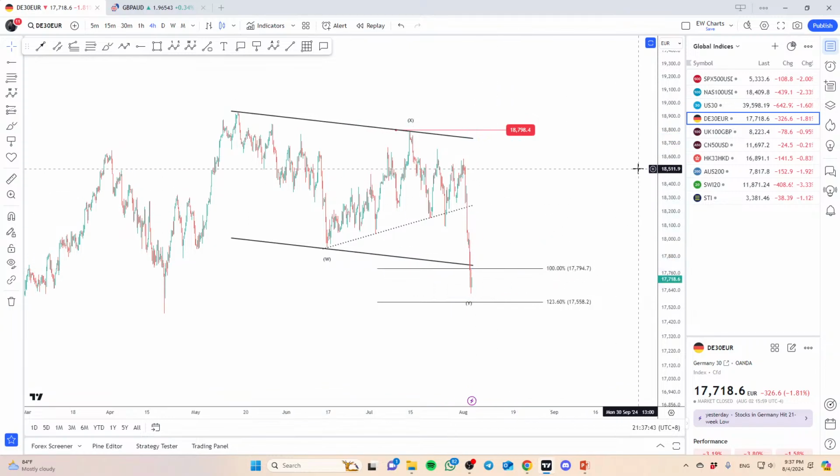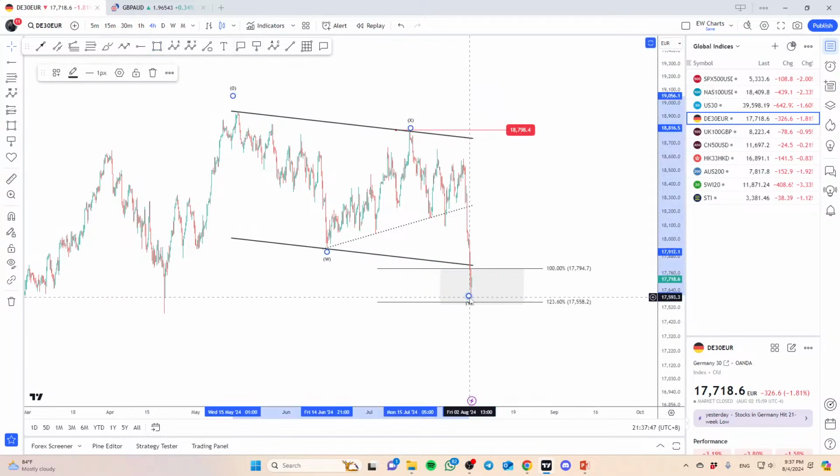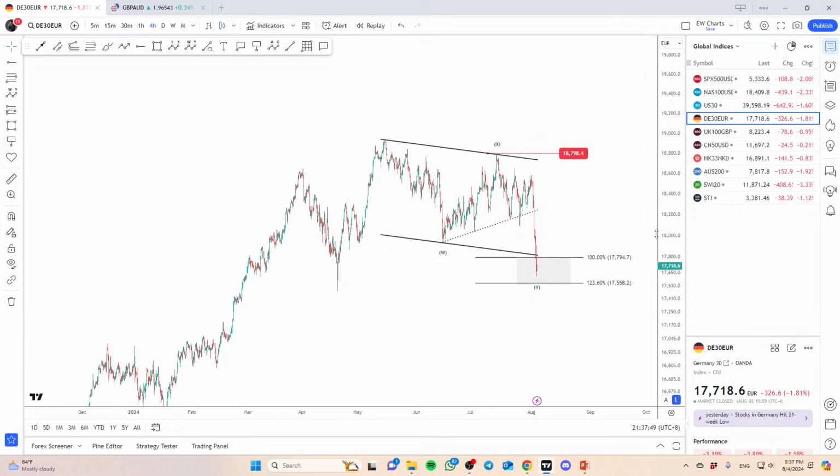Right. So we are in a key zone for the German DAX. Are we going to see that bounce from here? We might. Okay, we might see that bounce. So again, pretty similar to the Dow. Probably just give it some time and see how things develop.